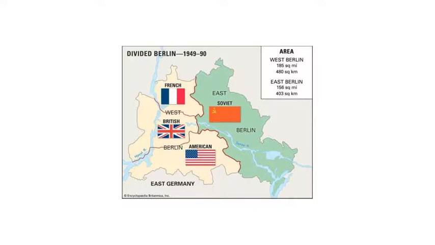Berlin itself is also divided into East and West, East under Soviet Union or Communist rule and the West under Allied or Capitalist rule.